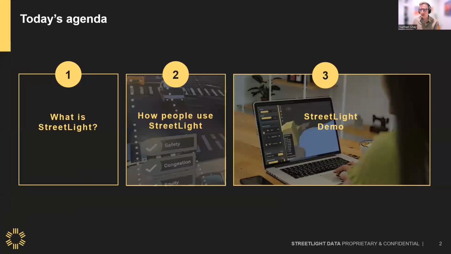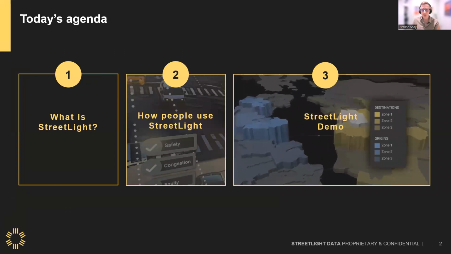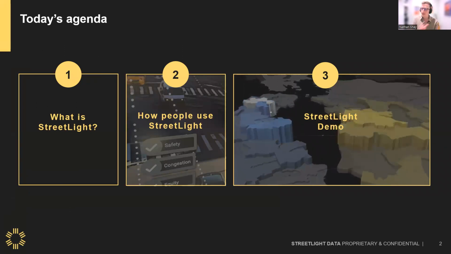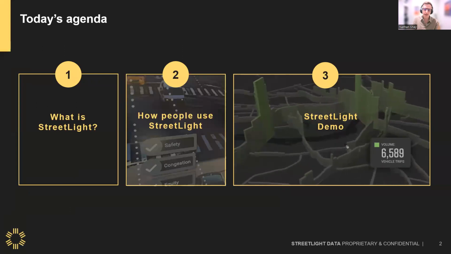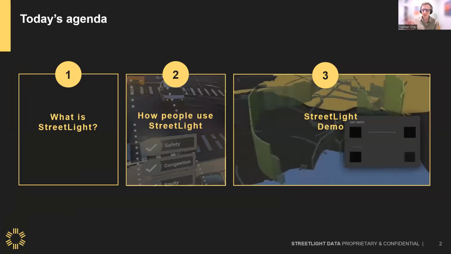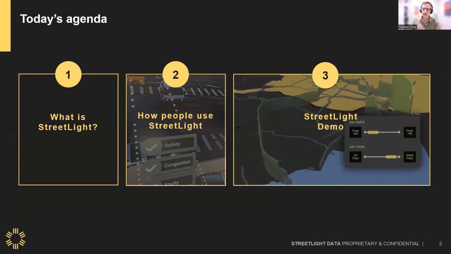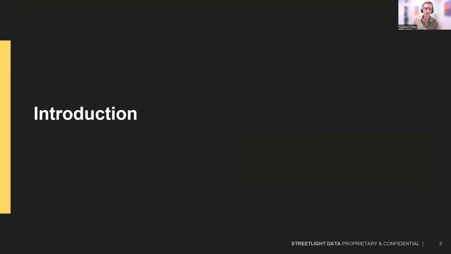It'll just be a quick agenda today. First, we'll talk a little bit about what StreetLight is, and then we'll talk about how people use it, and then I'll quickly pull up the platform and show you a couple examples from Texas that we can ask some questions about, look at some of the details, and see what it looks like in our platform.